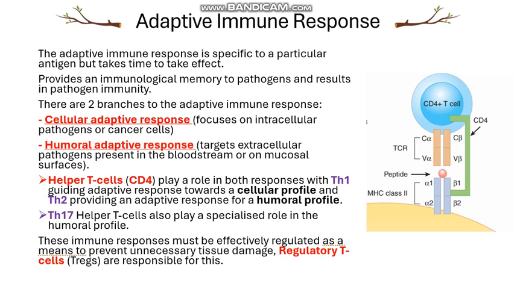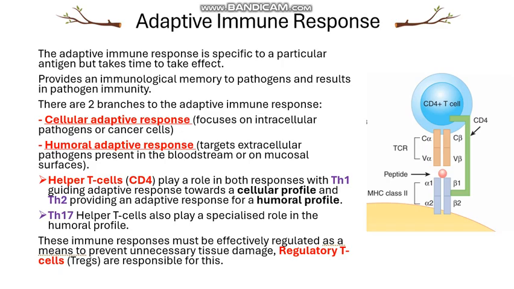Okay, so moving on to the adaptive immune system. In this one, we're going to talk about the two different branches of the adaptive immune system, as well as initiation of the adaptive immune response when pathogens get detected. So the adaptive immune response is specific to a particular antigen, but it takes time to take effect.